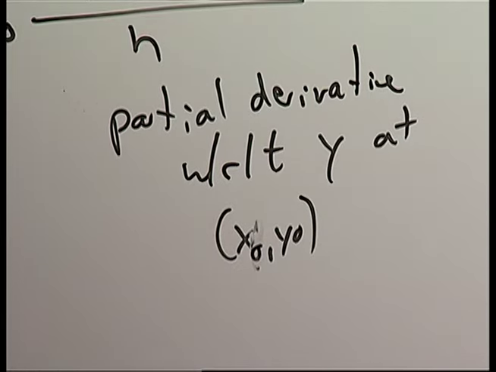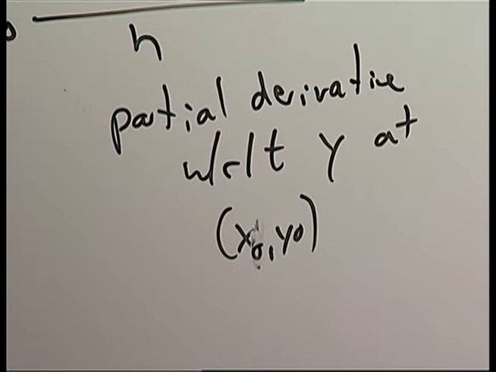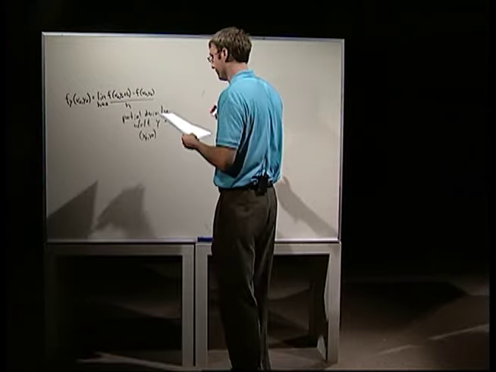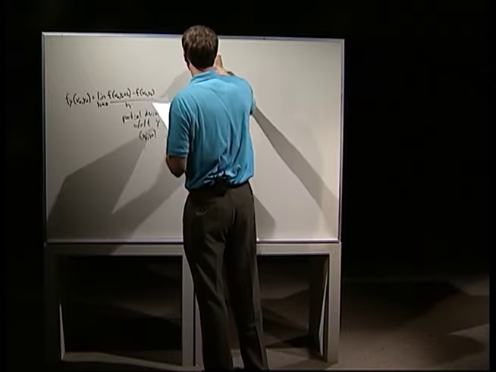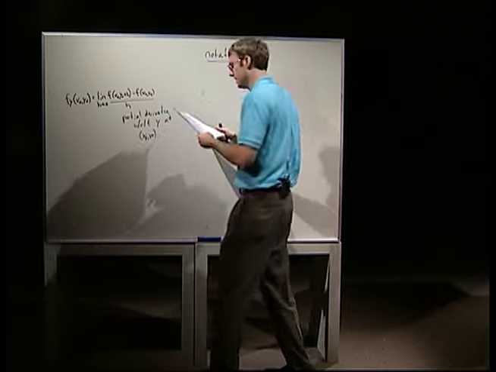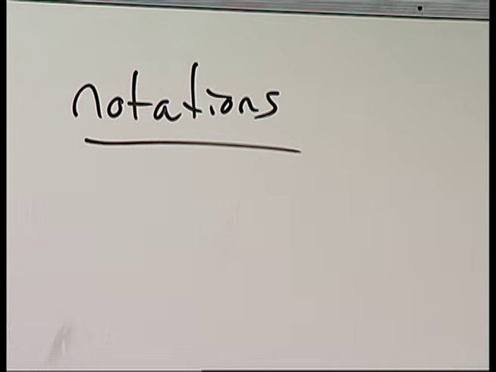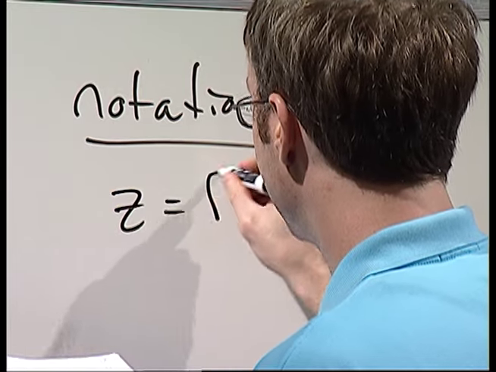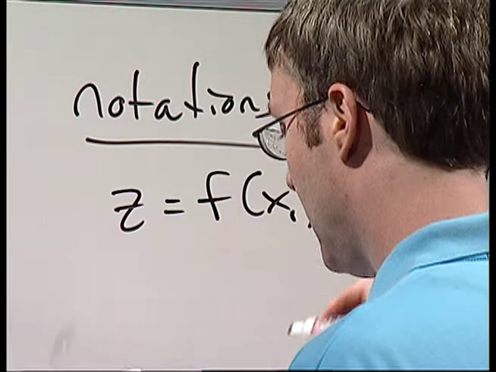So here we're just varying y, fixing x. Nothing really that different at all. Notations here. So I said there were several notations, just like there are for derivatives. Depending on what you're doing, one may be more helpful than the other. Suppose that z is a function of x, y.